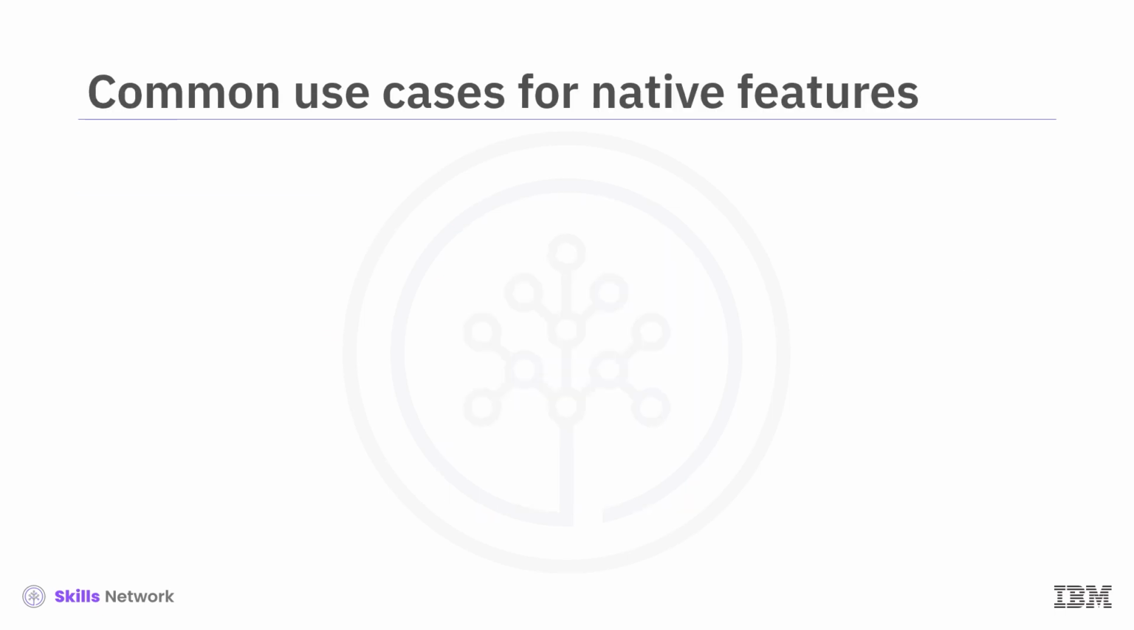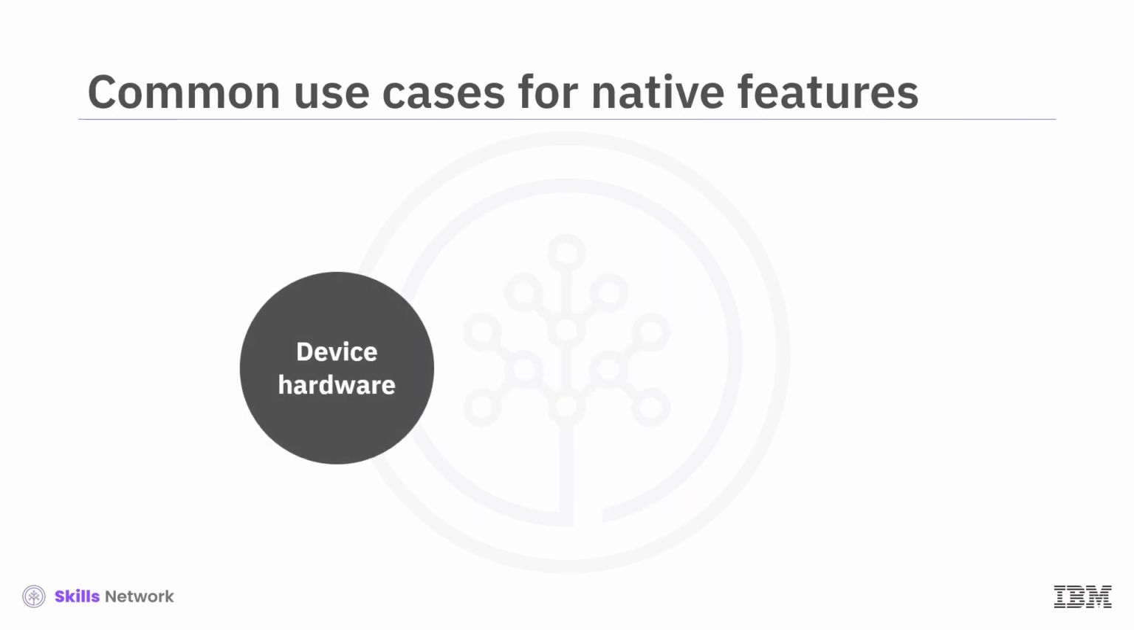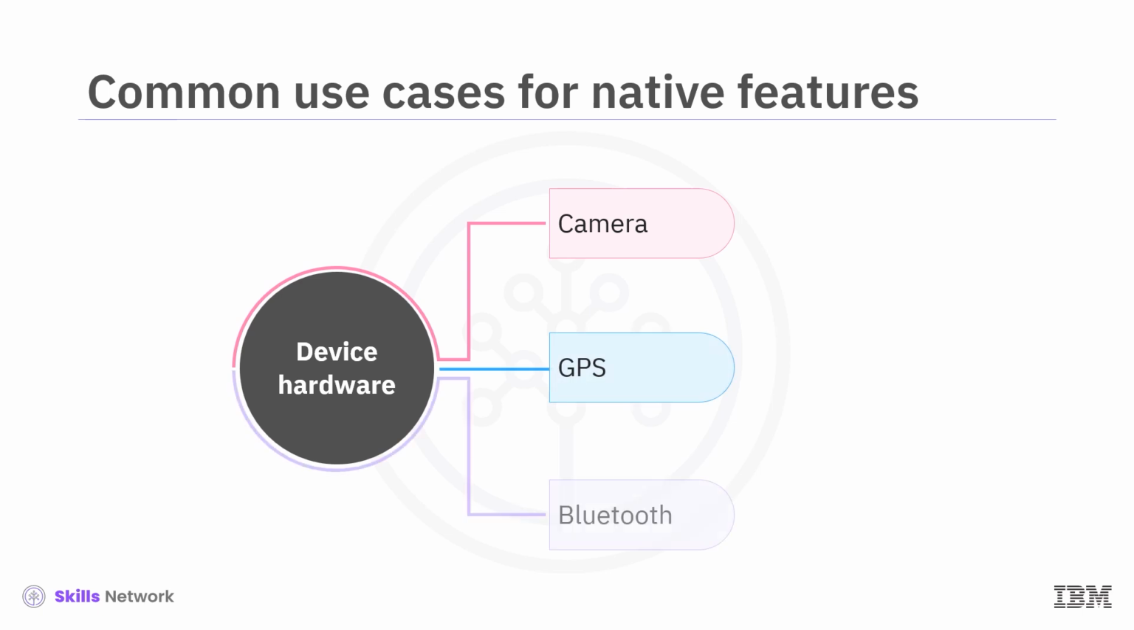Some common use cases for native features include device hardware. Your app might need to access the device's camera to capture images and videos and access the camera's features. It might also need to use GPS to obtain your device's location and track user movement. And your app might require Bluetooth to connect to other devices and transfer data.